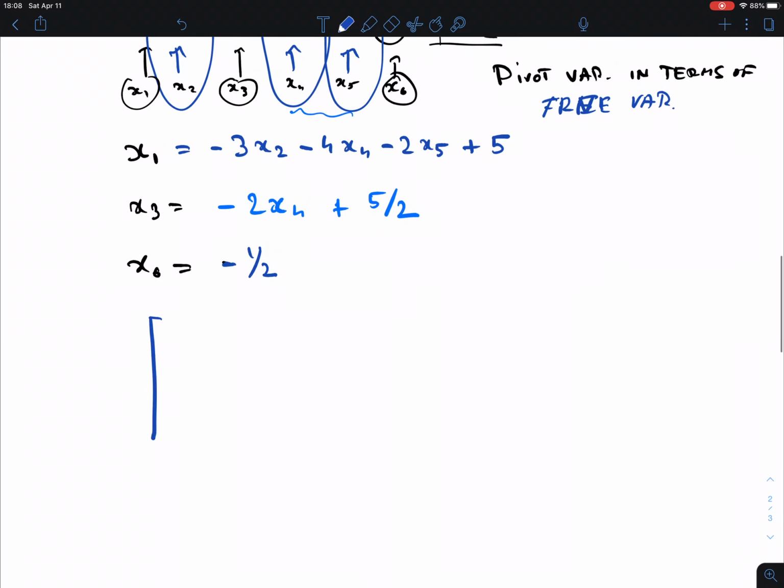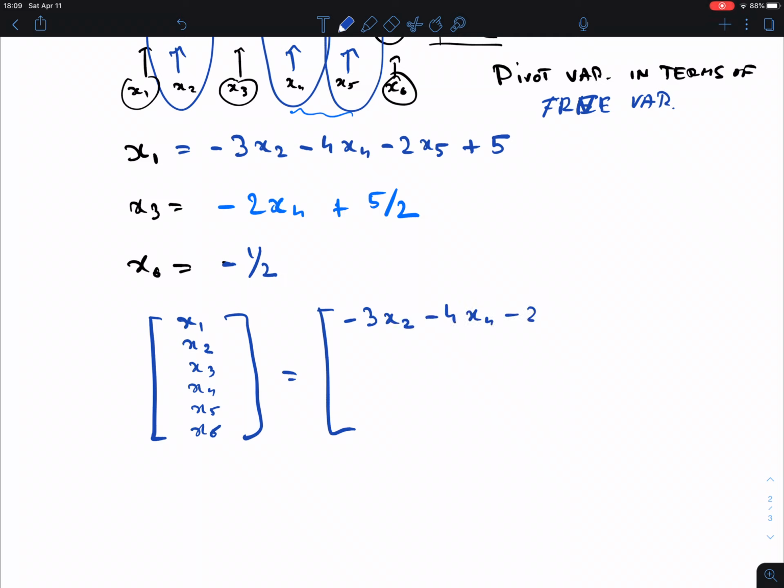Okay, so let's write now the whole thing, x1, x2, x3, x4, x5, x6, in column form. So we get minus 3 times x2, minus 4 times x4, minus 2 times x5, plus 5.